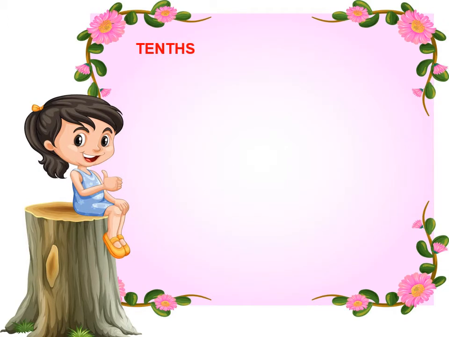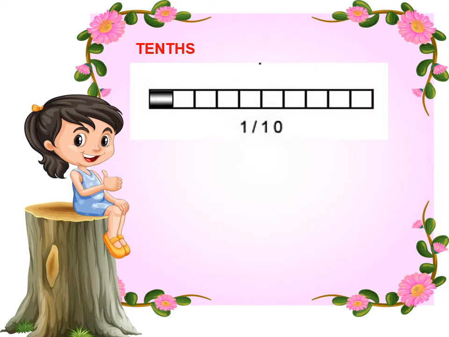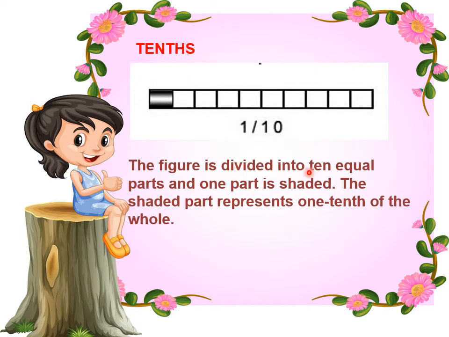Now tens. So first we will see tens fraction in denominator. The figure is divided into 10 equal parts. Okay, here the figure is there. It is divided in 10 equal parts and one part is shaded. From 10, one part is shaded. The shaded part represents 1/10 of the whole. So in denominator we will write total equal parts and in numerator we will write shaded part. Okay, that we already studied in the fraction chapter.